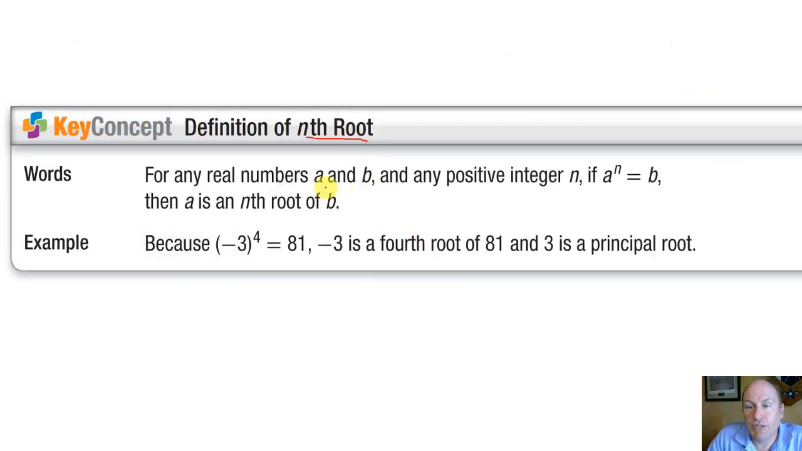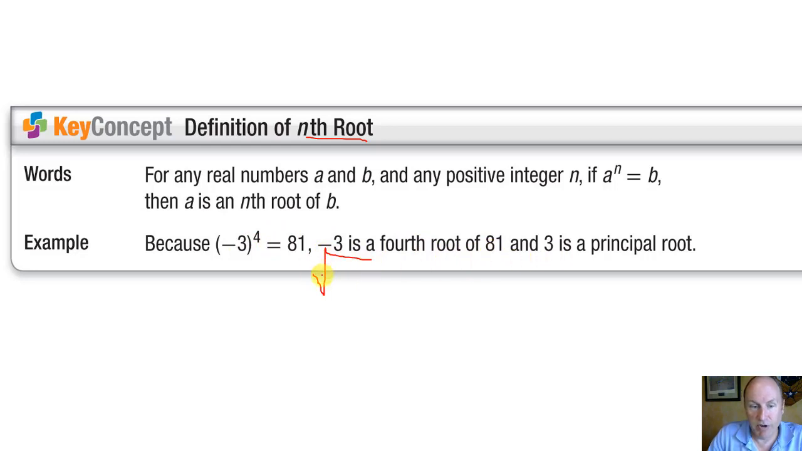For any real numbers a and b, and any positive integer n, so we're only talking about positive powers and positive roots, if a to the nth power is equal to b, then a is an nth root of b. For example, because negative 3 raised to the fourth power is 81, negative 3 is a fourth root of 81. And 3 is a principal root.